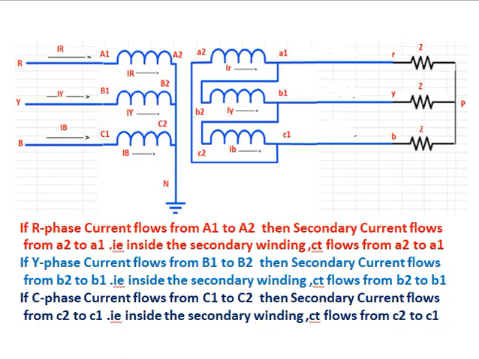If Y phase current flows from B1 to B2, then secondary current flows from small letter b2 to b1. That is, inside the secondary winding, current flows from b2 to b1. If C phase current flows from C1 to C2, then secondary current flows from c2 to c1. That is, inside the secondary winding, current flows c2 to c1.